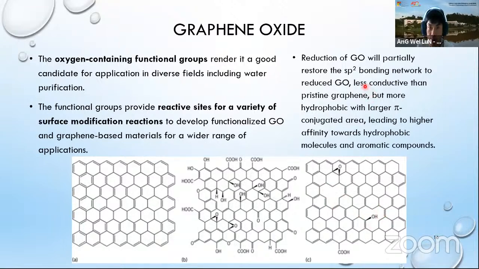So that's why I said it is less conductive, because if you have an electron movement here, it will be interrupted by the defects here. And because it lacks functional groups, it is more hydrophobic compared to graphene oxide. Graphene oxide has a lot of hydrophilic functional groups, so it is very hydrophilic, and this is very hydrophobic.